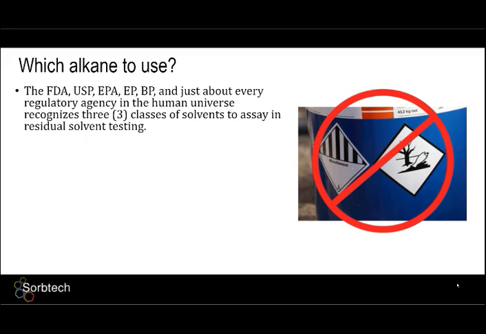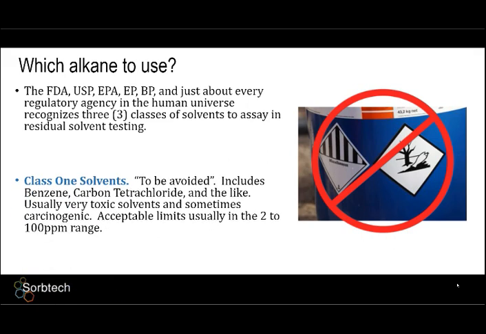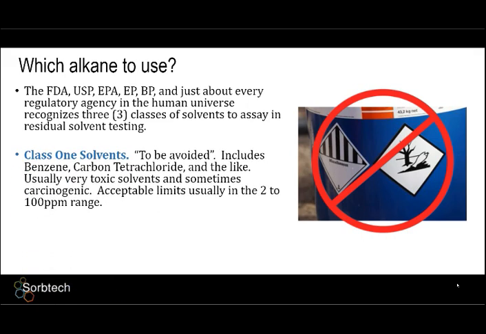Now, which alkane do you need to use? Well, the Food and Drug Administration, the United States Pharmacopoeia, the United States Environmental Protection Agency, the European Pharmacopoeia, the British Pharmacopoeia, and just about every regulatory agency in the human universe recognizes 3 classes of solvents to assay in residual solvent testing.